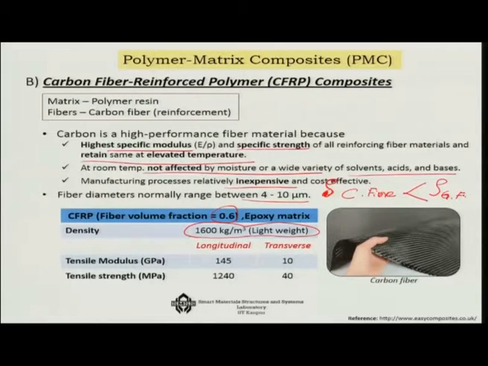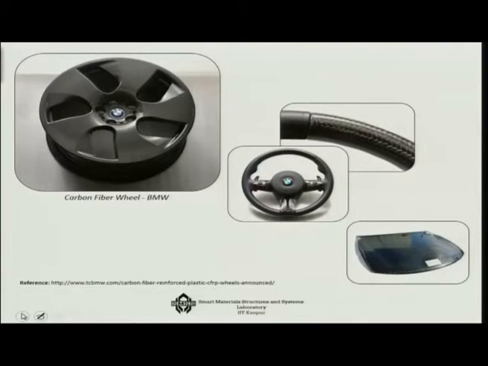On the other hand, if you look at the tensile modulus, you get something like 145, which is very close to steel, double the aluminum. Highly anisotropic, the transverse modulus is only 10 GPa, and the tensile strength is 1240 MPa, while the transverse strength is about 40 MPa. This anisotropy is something one has to keep in mind while making a structural composite out of this system.